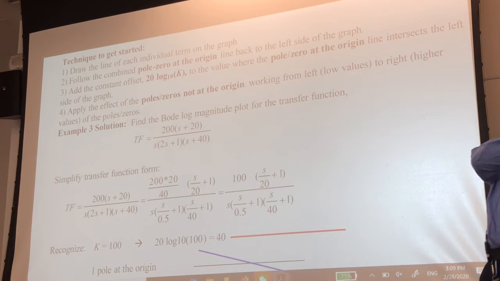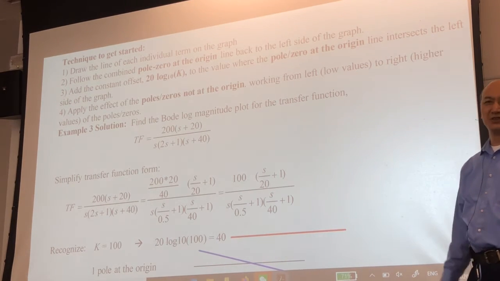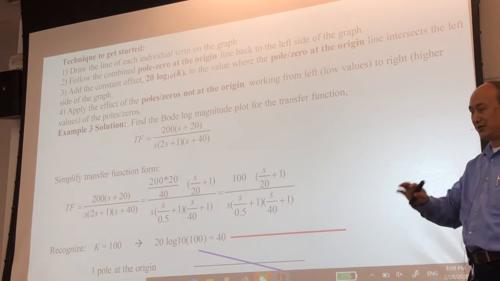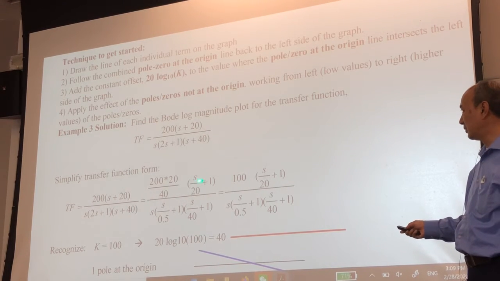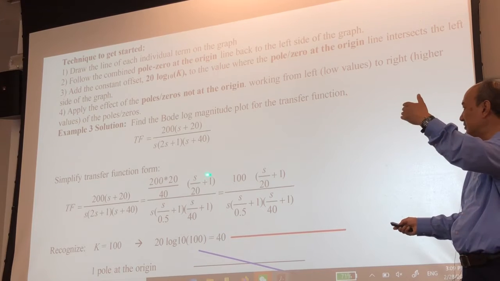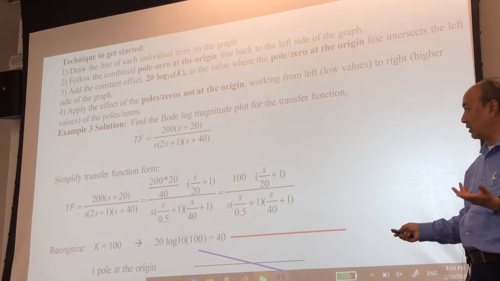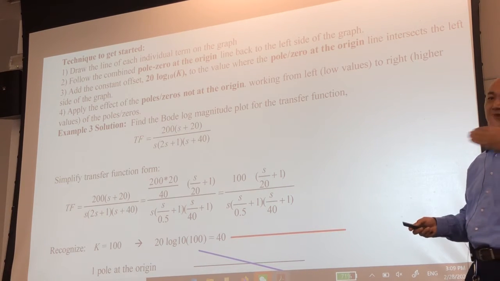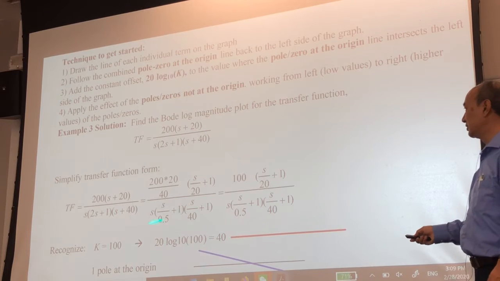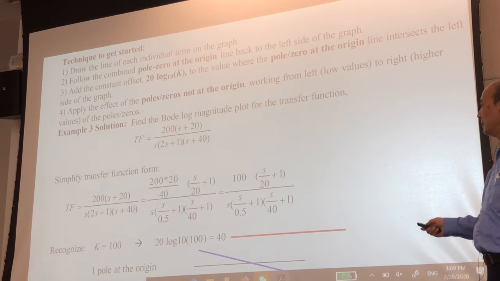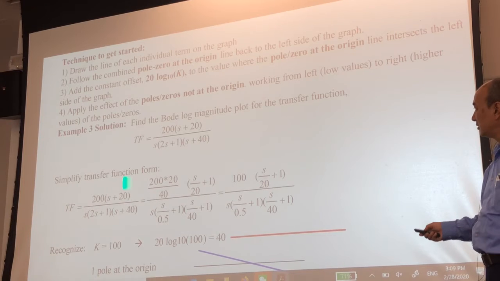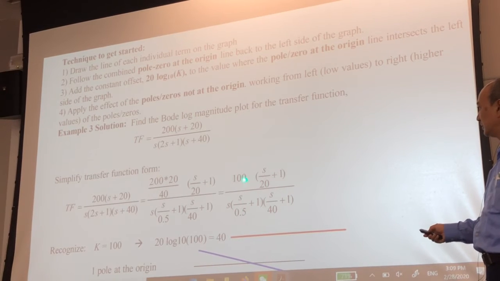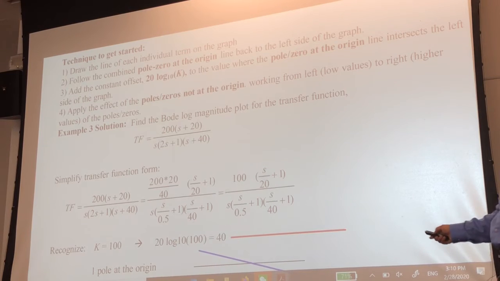Because when S is very small, close to 0, then everything will be 1. Then log 1 is 0, so we're starting at 0 dB. So we always start at 0 dB. That's good. So by doing that, you take the original form and write it this way. You didn't change it. You just add the constant 100, corresponding to 40 dB, right?